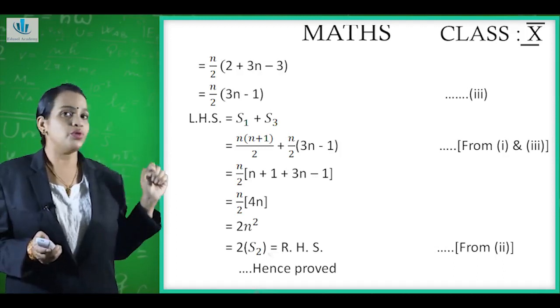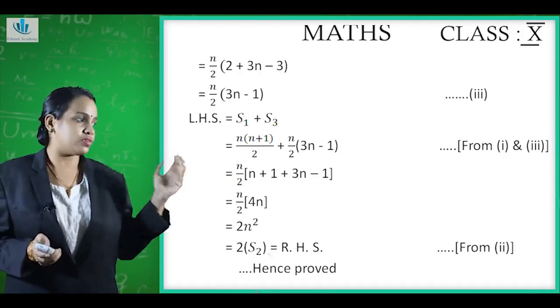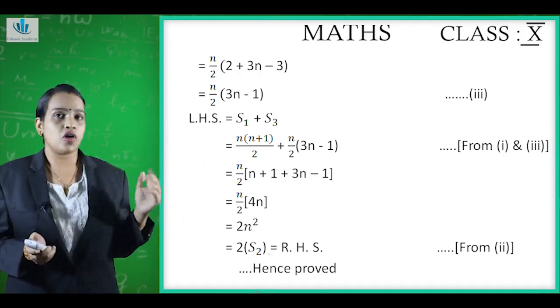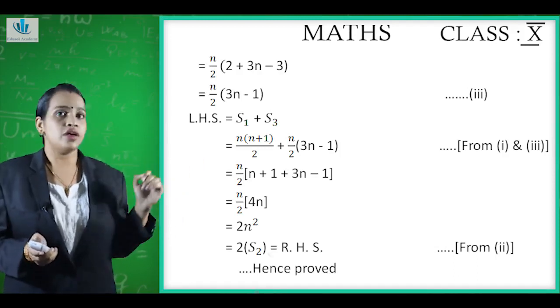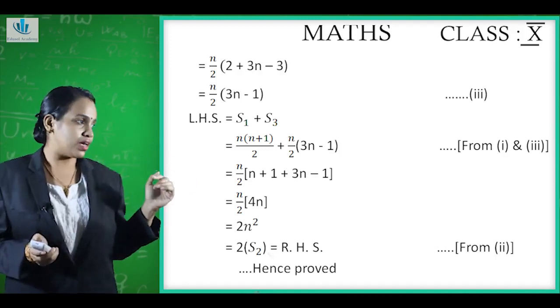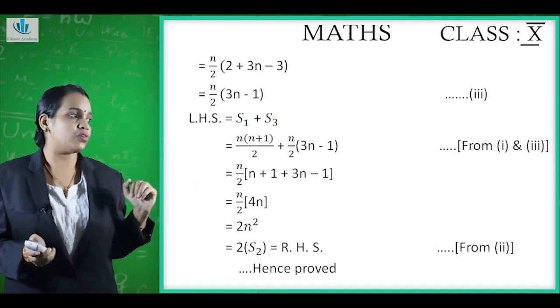So n upon 2 into 3n minus 1. Now this is our equation 3. Now on the left hand side in the question it is said that S1 plus S3. Now we have got the value of S1 and S3 from equation 1 and 3. So we will put the values over there.